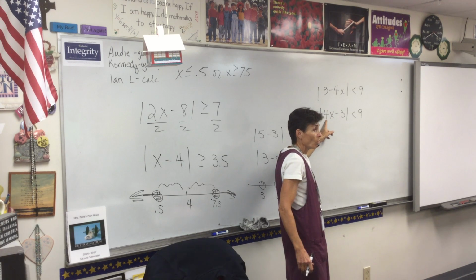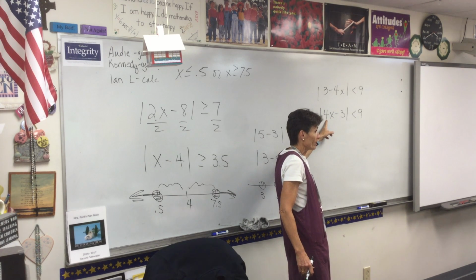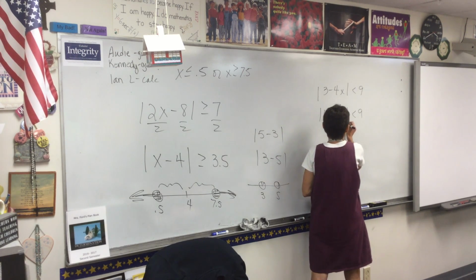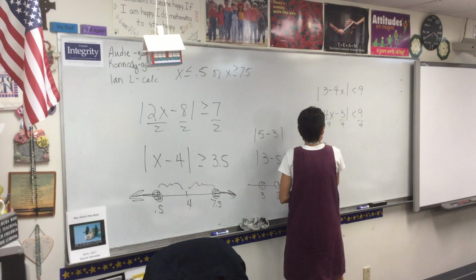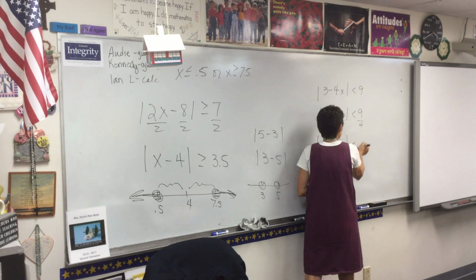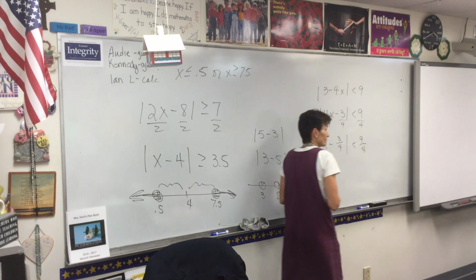Now, what's wrong with it? It's got this dumb 4 here. So what am I going to do? Divide everything by 4. So x minus 3/4 is less than 9/4.